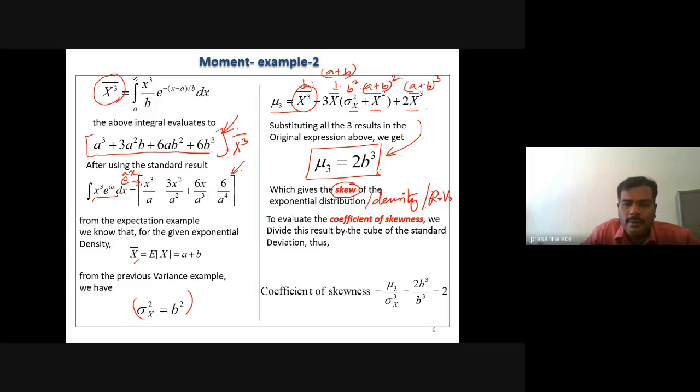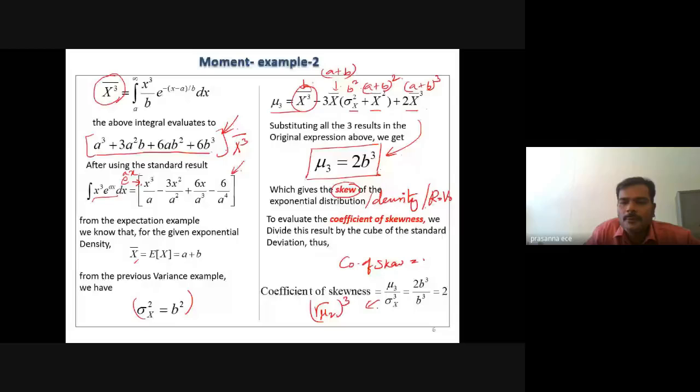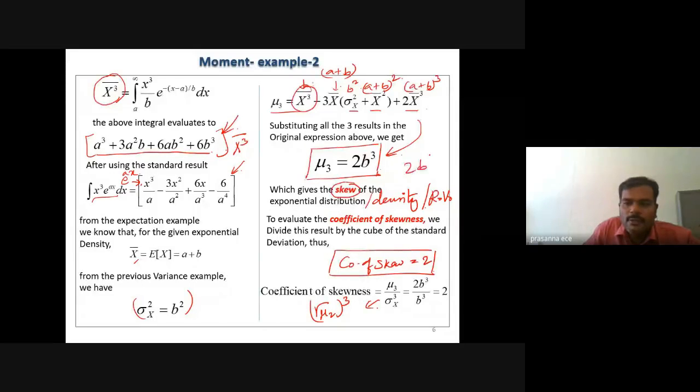Now we want to evaluate the coefficient of skewness. We already evaluated the denominator, that is sigma x the whole cube. This is the same as the root of mu2 the whole cube, which is equal to b cube. We already have a b cube here. So what is the coefficient of skewness? The coefficient of skew is equal to 2. The value of skew is 2b cube, and the coefficient of skewness is 2.